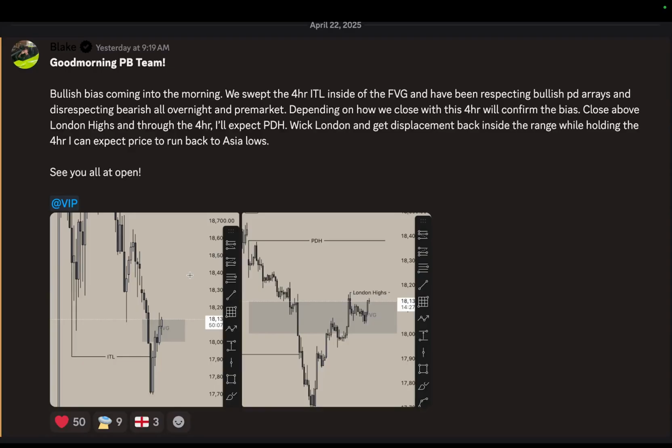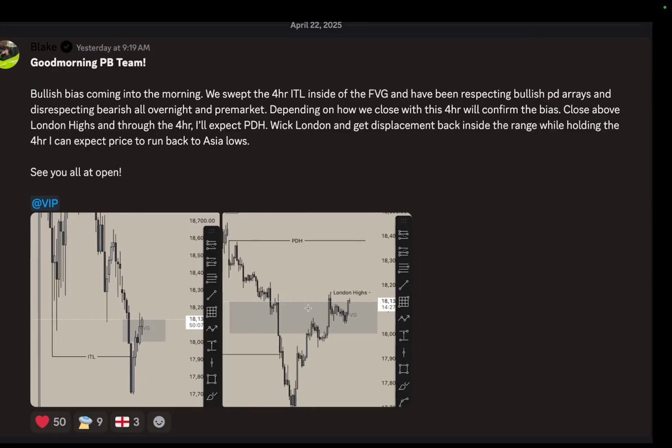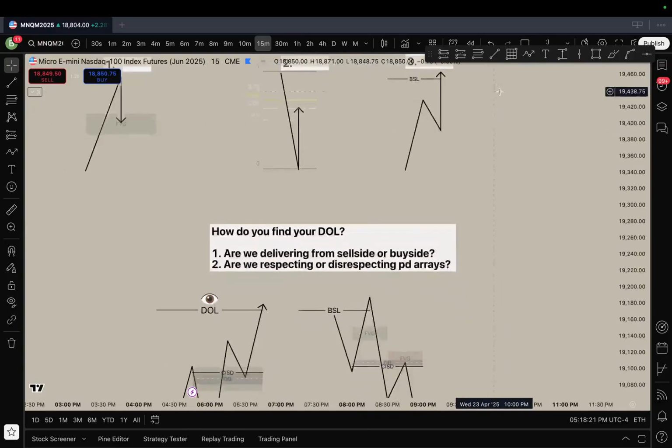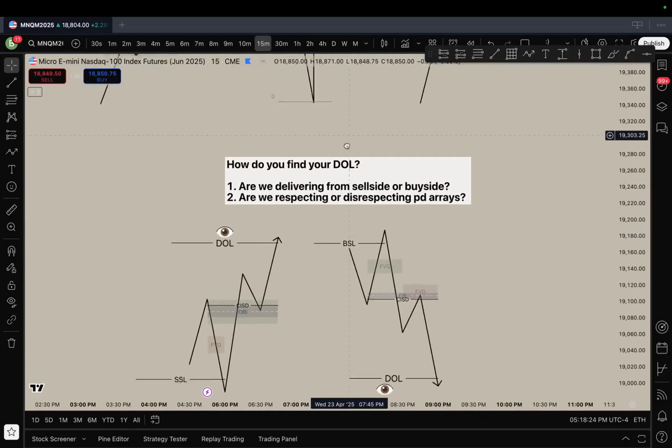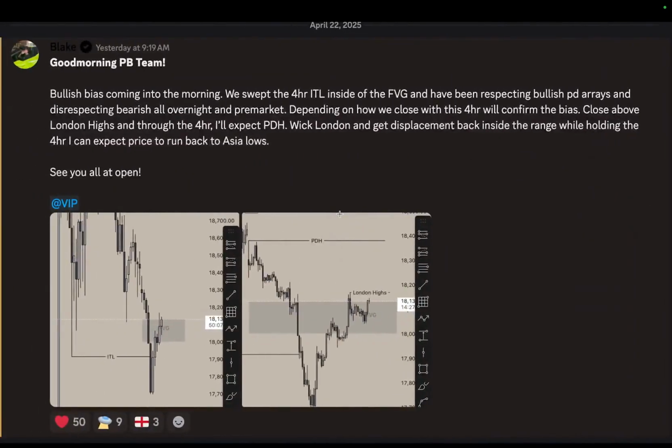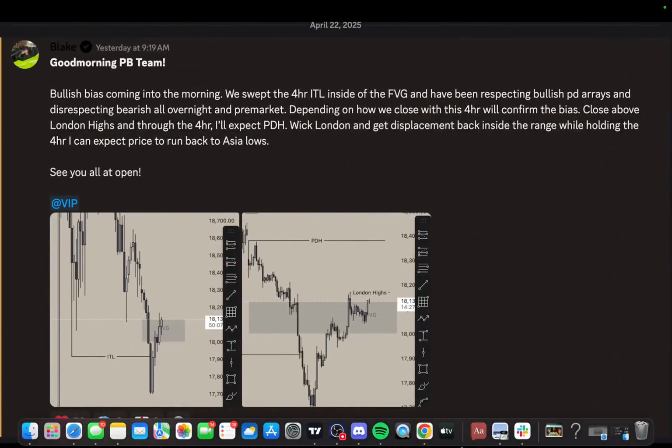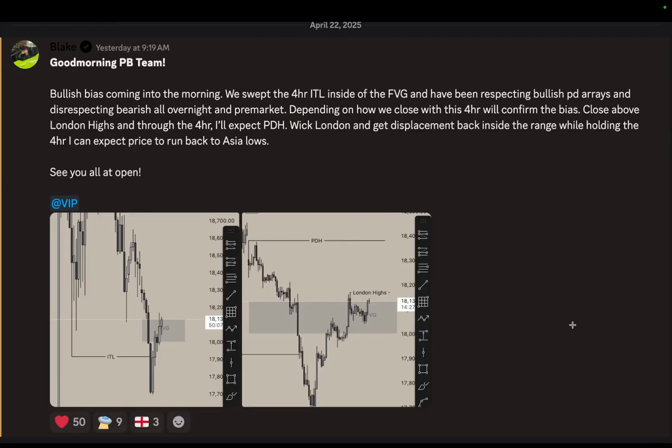Okay. Now, the next question we have to ask ourselves is, are we getting that confirmation through all of these things, right? So number 1 question, are we delivering from sell side liquidity or buy side liquidity? Where are we delivering from in this example, guys? Sell side liquidity, right? This hour 4 low.